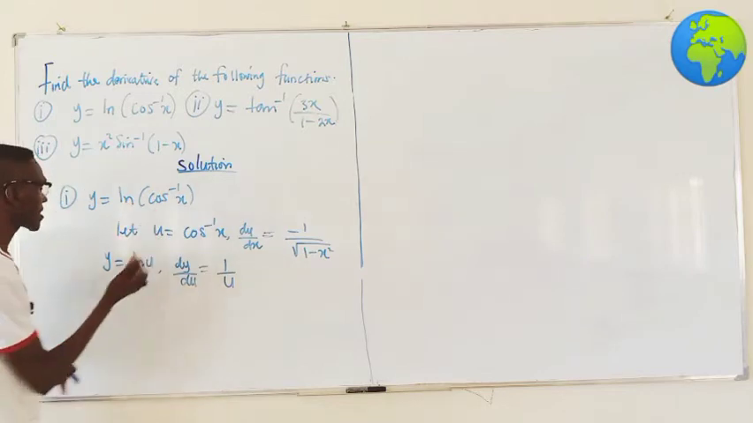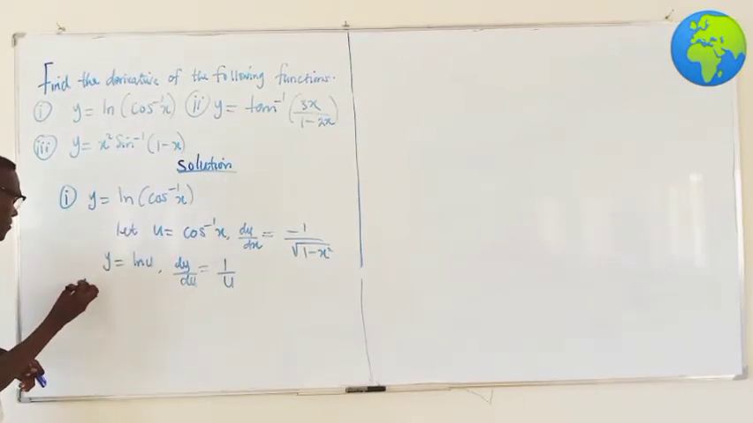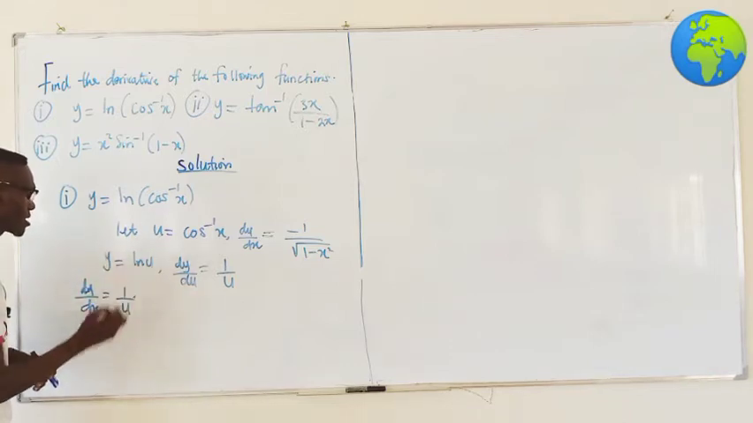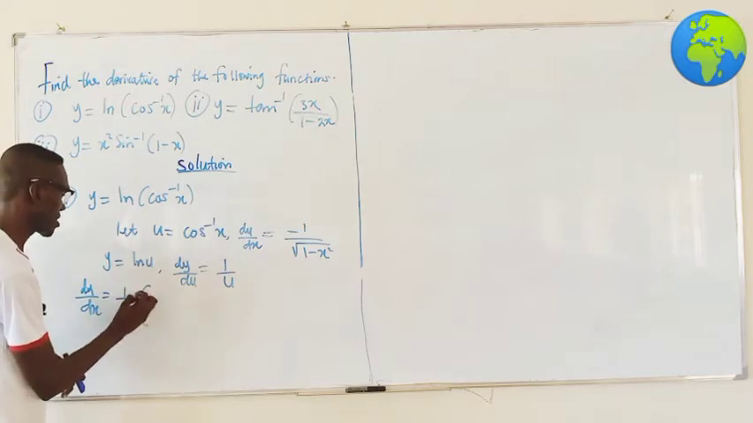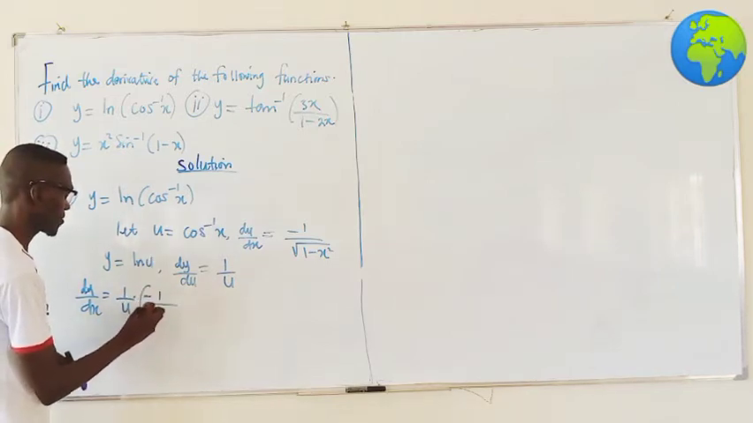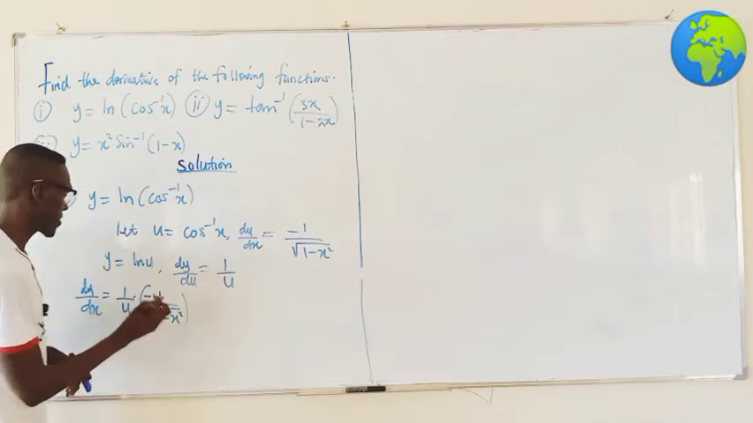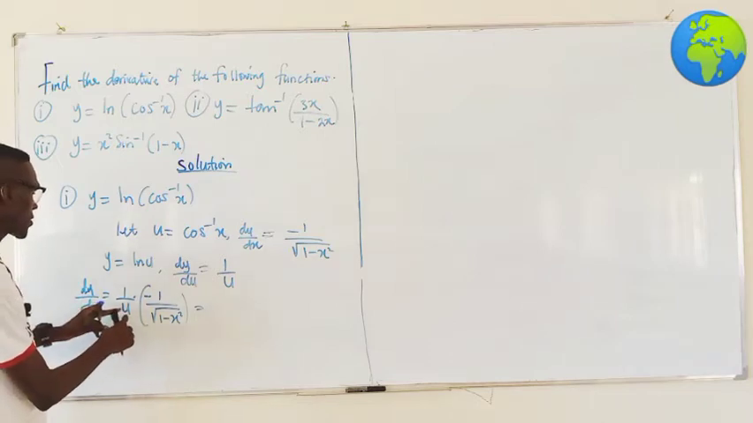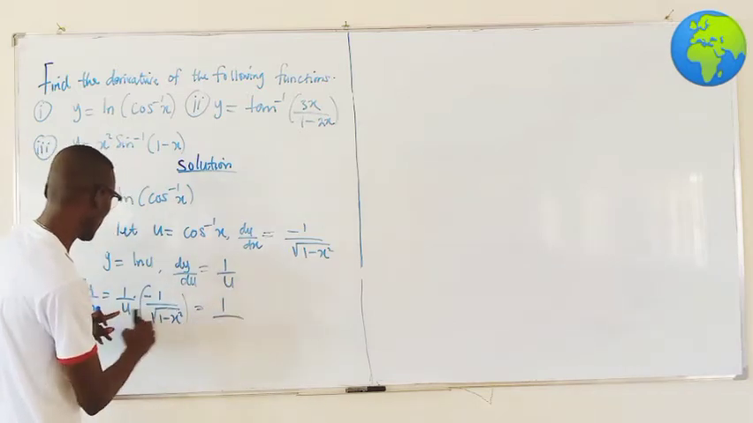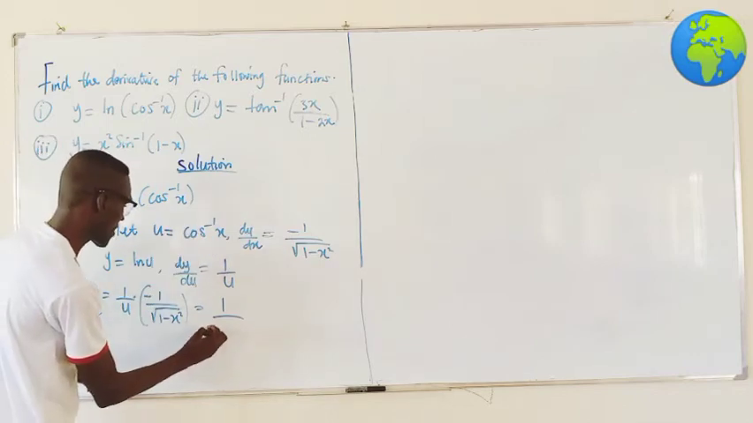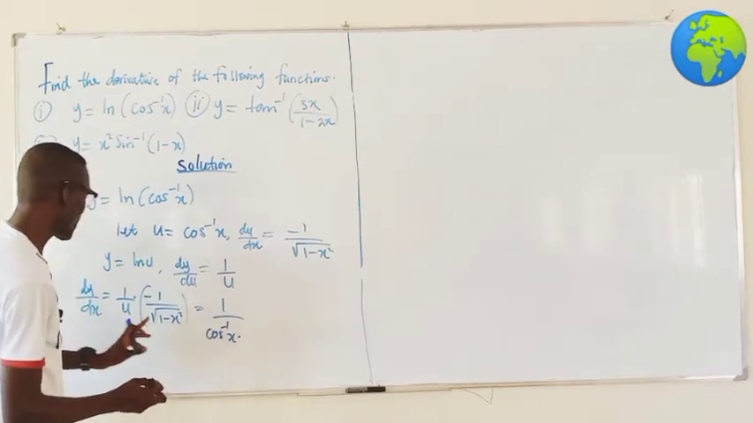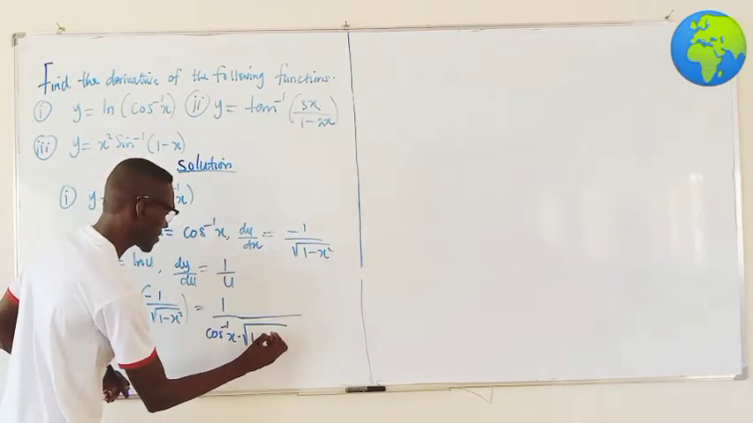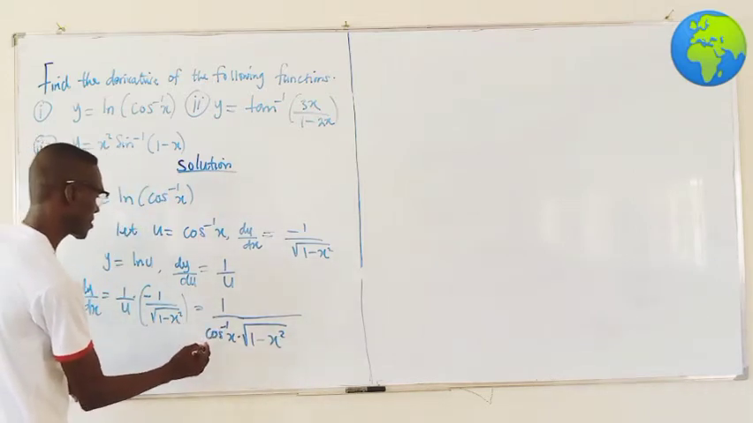So we have everything. What is left is just to insert in our formula the chain rule. dy dx is going to be dy du, which is 1 over u, times du dx, which is minus 1 over square root of 1 minus x squared. This is our dy dx, but we can't leave it without simplifying. So we have 1 over, instead of u, we said u is cos inverse of x, so we have cos inverse of x multiplied by square root of 1 minus x squared. And that's the answer to the first question.